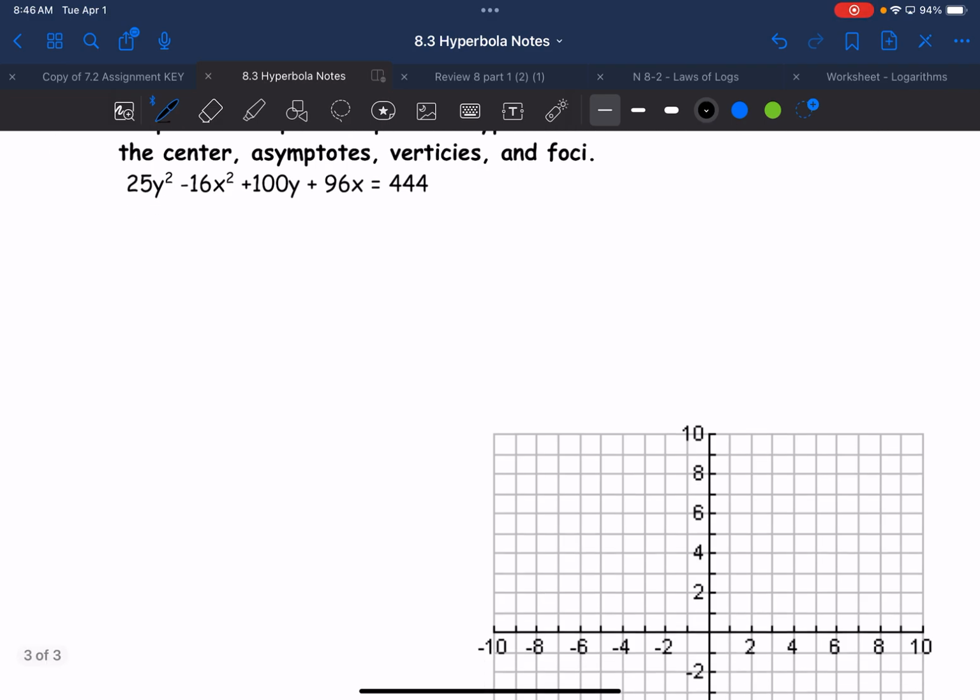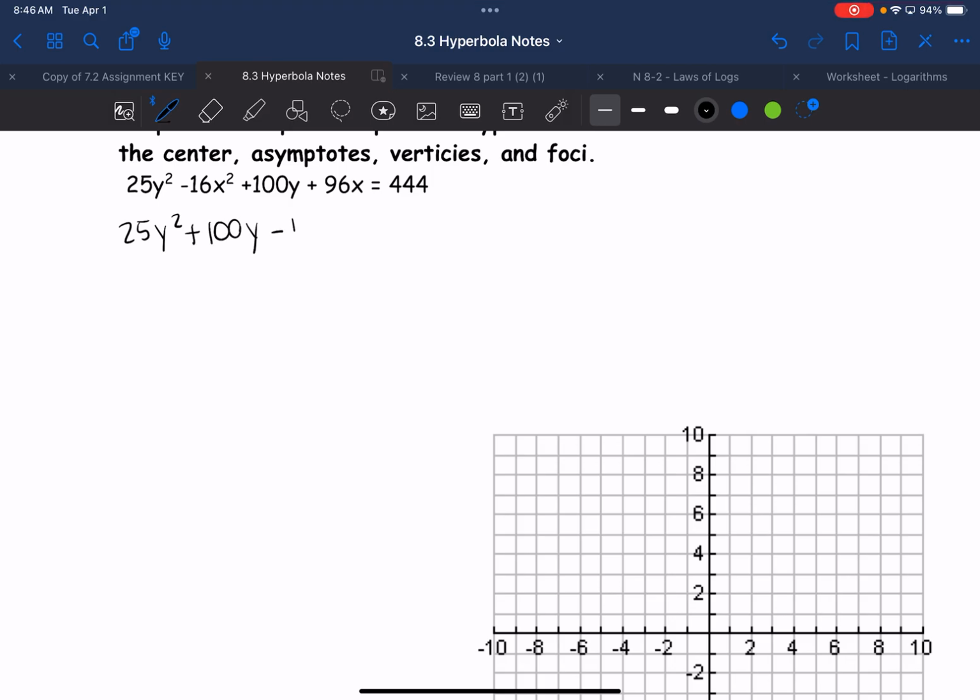All right. So we're going to have 25y squared plus 100y minus 16x squared plus 96x equals 444. Okay, I rewrote it in this order because remember we do want there to be subtraction between the two terms, right? So we are going to put the y's first and the x's second.